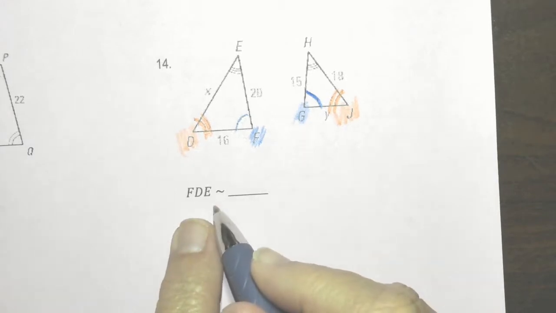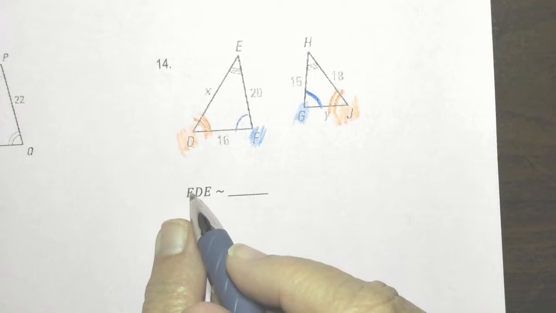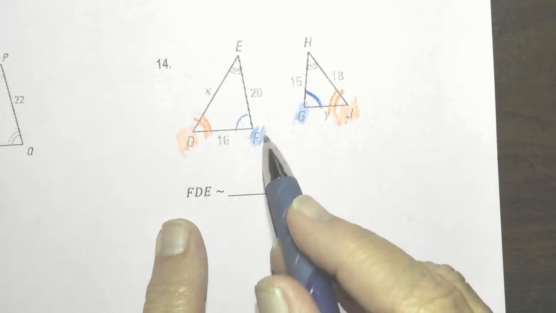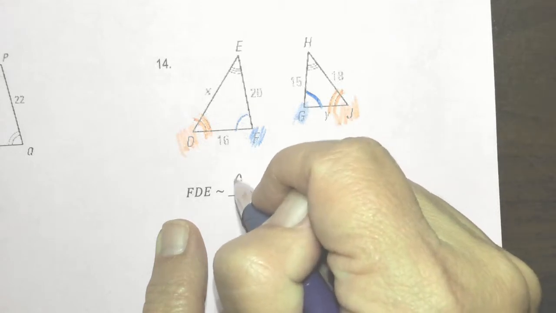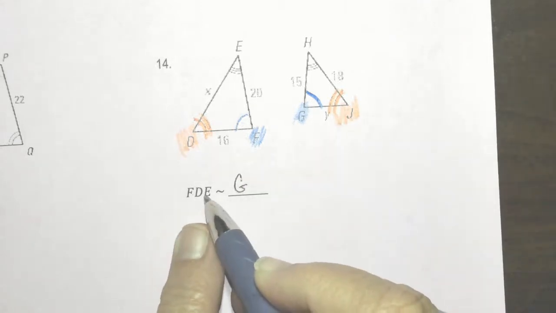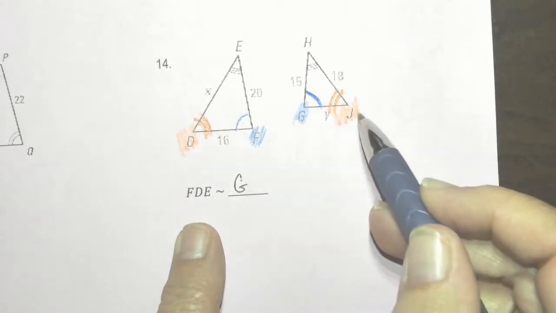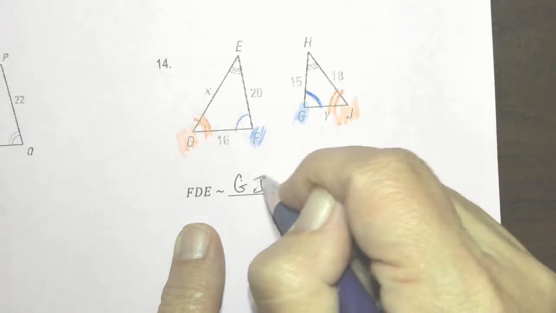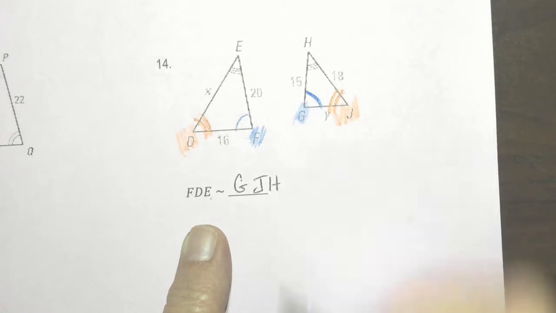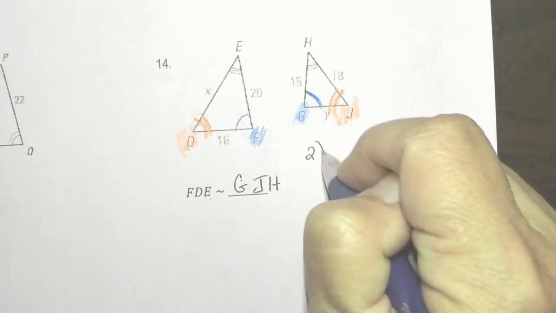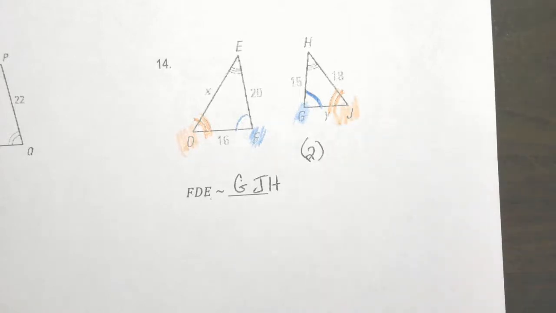So the first thing we're asked to do is write our similarity statement. So F comes first. F matches with G, because it's the same color. D matches with J. And E matches with H. So that's your similarity statement. Okay? Part 2 is to find your scale factor.